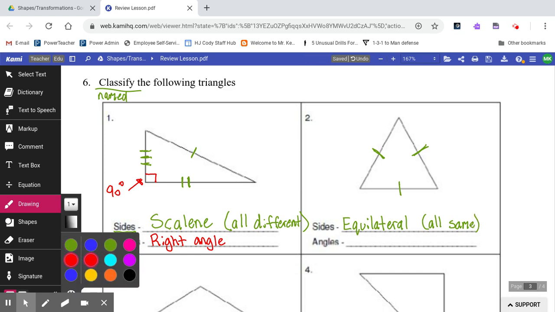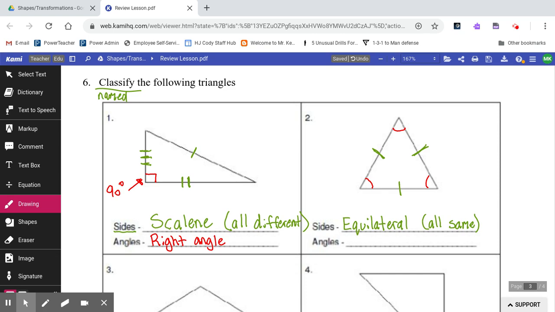If I want to name this based on angles, the first thing I want to do is check to see if I have a 90. I don't. All of my angles are less than 90 degrees. They're all smaller. They're closed off more. So because the angles are closed more, all of these angles are called acute because they're smaller than 90. So this would be an acute angle triangle, because all angles are less than 90 degrees.